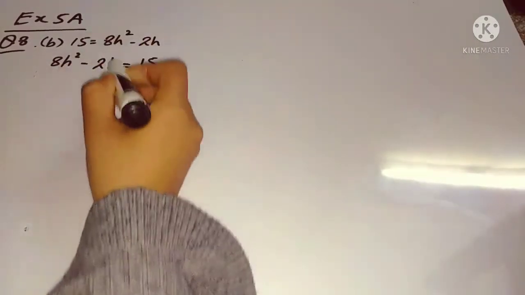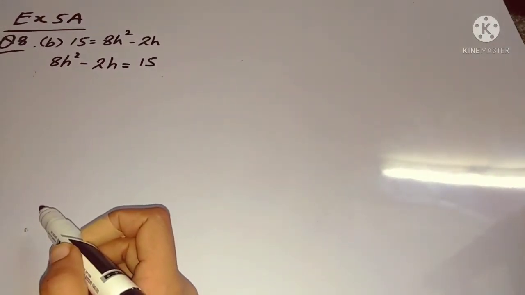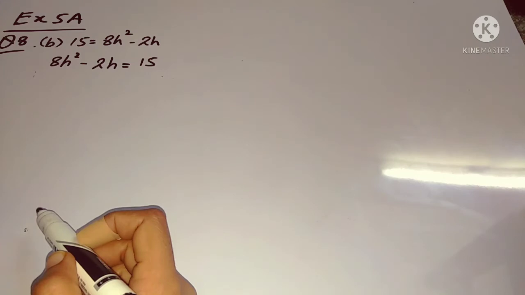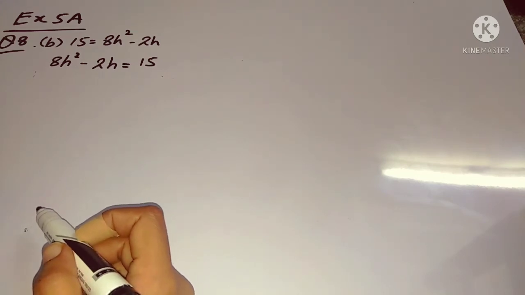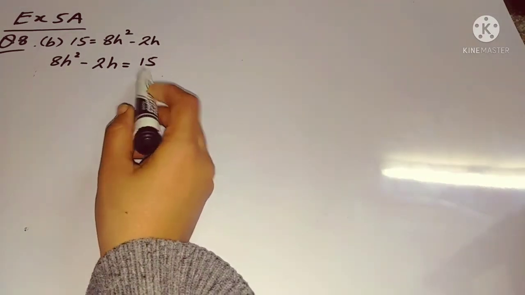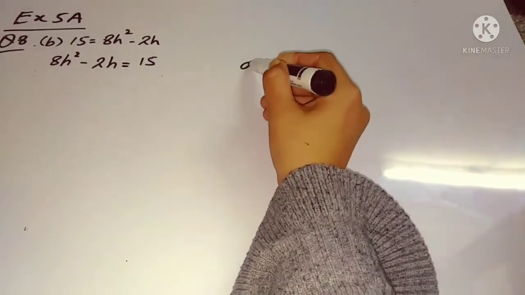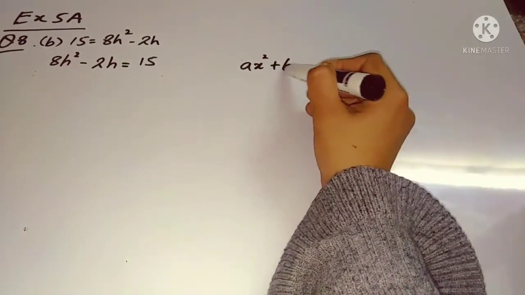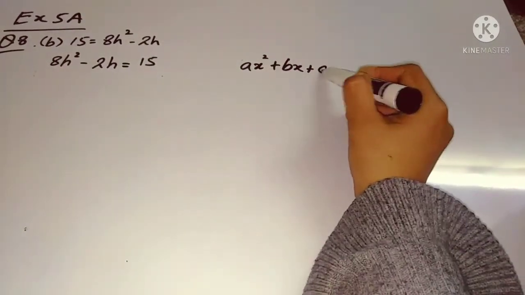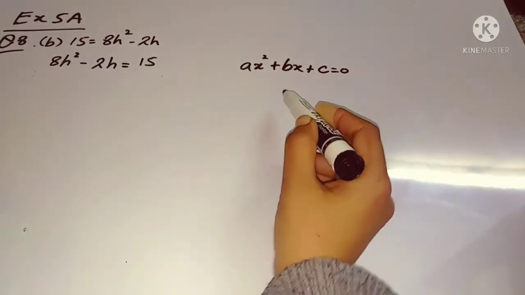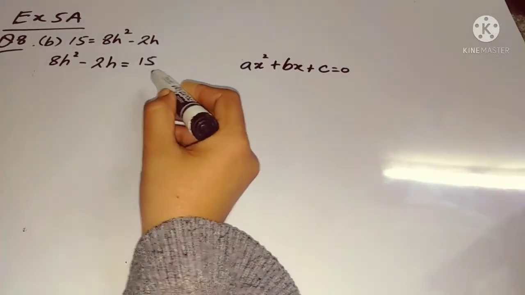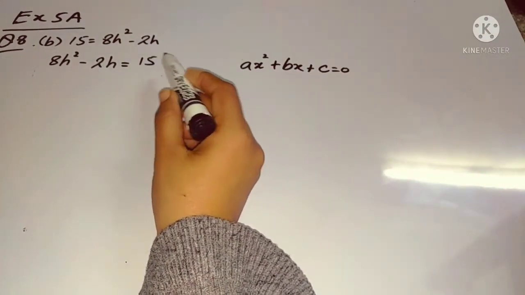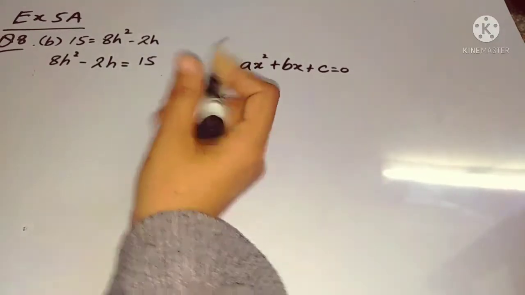Okay, as these both terms are equal, I can make them equal to 0 like this. So now we have to solve it. We can solve it with the help of factorization, and for that we have to make the quadratic equation. So I'm going to make it a quadratic equation by moving this 15 to this side. You know what a quadratic equation is: any equation in the form ax square plus bx plus c is equal to 0. c is the constant, so we have to move 15 to that side to make it a quadratic equation.